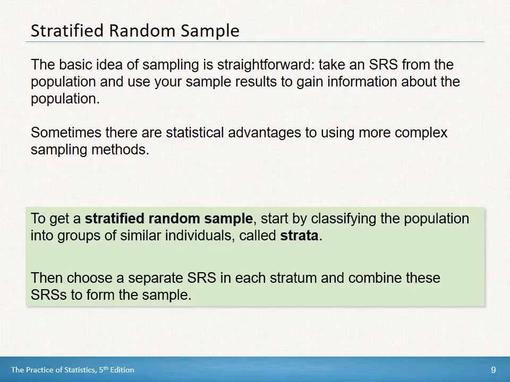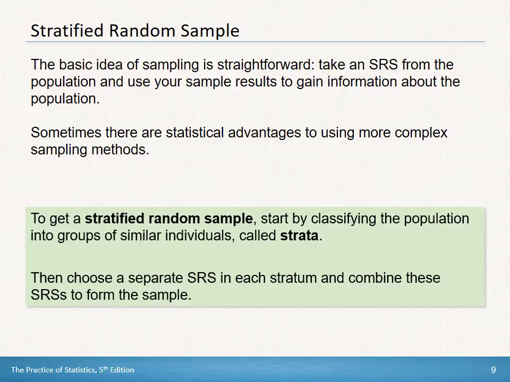Okay, so the basic idea of sampling is pretty straightforward. We take an SRS from the population and we use our sample to get information about the population. Now, sometimes there are advantages to using a more complex sampling method. We just talked about that. If I wanted the heights of everyone at K Park and I did an SRS, I could just get all 100 seniors. Well, seniors usually are taller than freshmen and sophomores. So if I'm measuring all 100 seniors, I'm probably going to have a bit of an overestimate for my height.